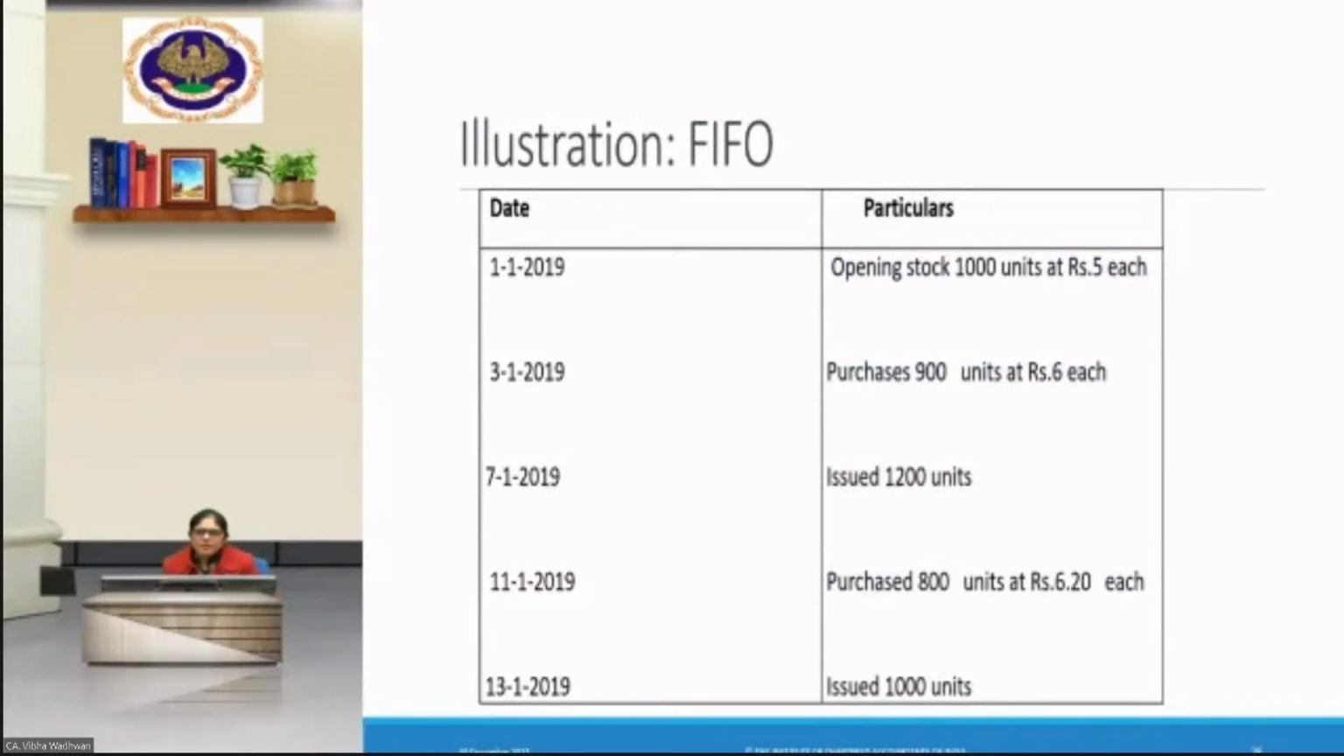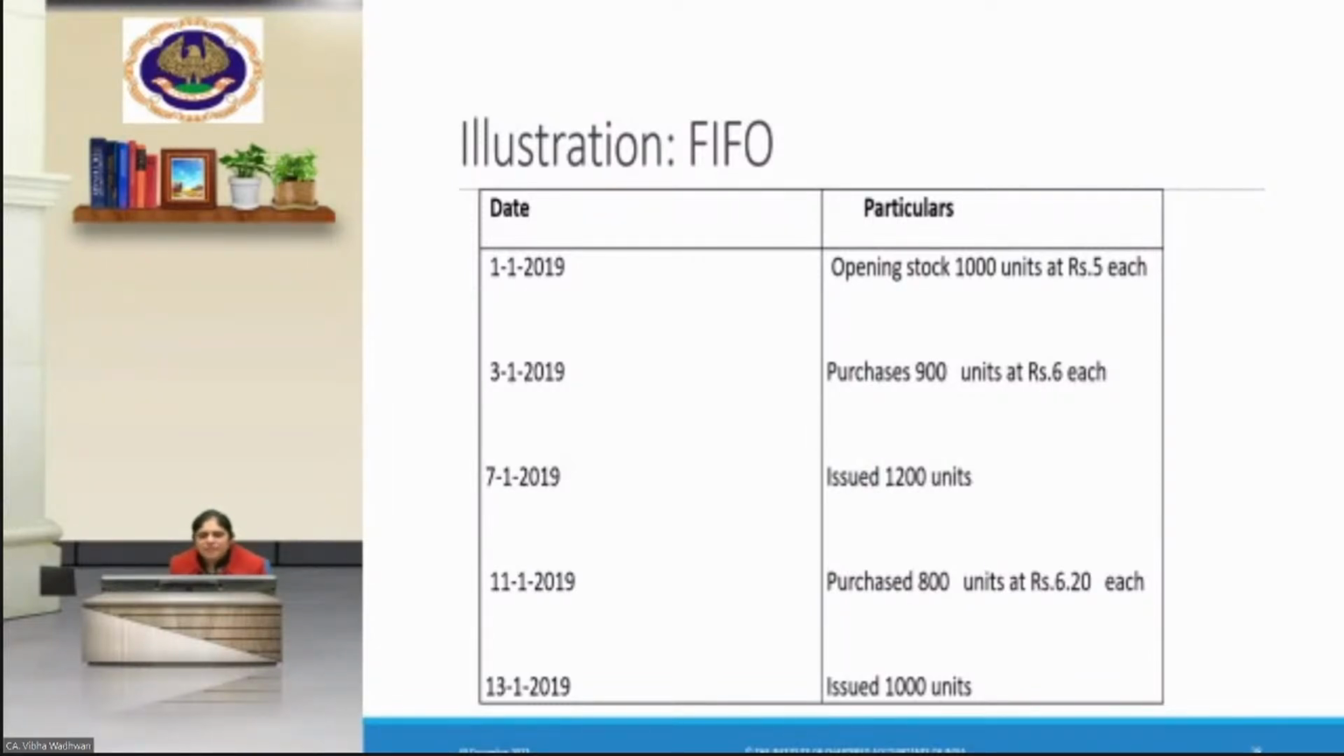All right, students, welcome back. So I left you with the illustration on FIFO. Let's see how it works. There is an opening stock which must be left from the last month probably. As I said, mostly store issues are made month wise, and we calculate the stock which is left at the end of every month. So at the beginning of the month, there's an opening stock of 1,000 units at 5 each, and then we have made fresh purchases at rupees 6.